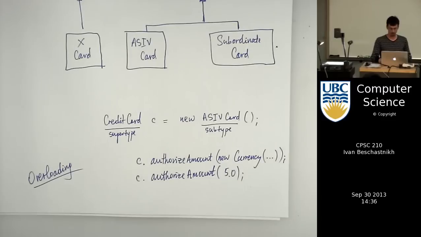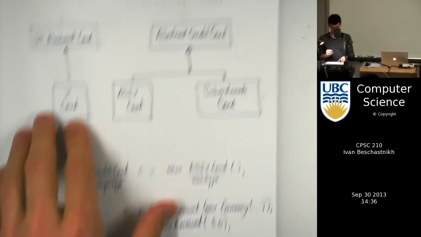Okay, so let's talk about another topic. Let's talk about overriding. So two very similar words, overloading and overriding. Don't confuse them. Overloading just refers to the fact that I can have methods that have the same name. When I'm overriding, I'm talking about something completely different. So, look at the type hierarchy again.